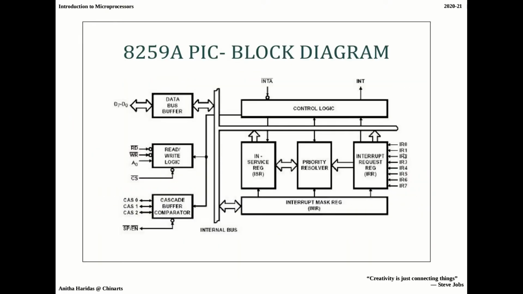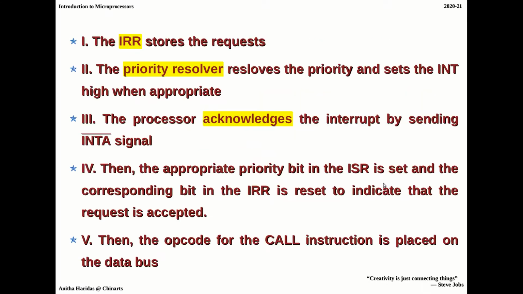Suppose input request 1 device has a higher priority than IR4, let us assume. If both requests come simultaneously, the higher priority device will be set, whereas the lower priority device will not be set. So that is what it says: the priority resolver resolves the priority and sets the interrupt high when appropriate. So according to the priority, it will be setting the interrupt high.